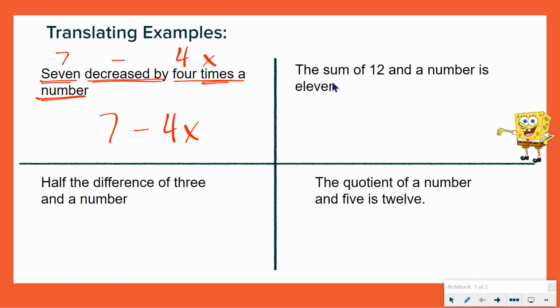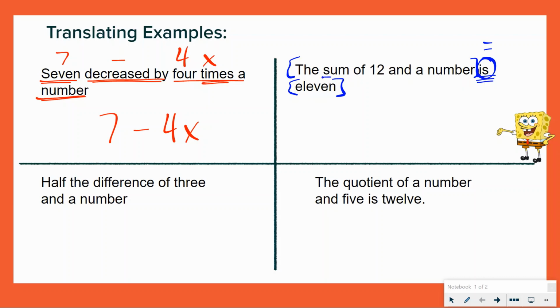Second one says the sum of 12 and a number is 11. This word is really important. That is going to separate my two sides of either the equation or inequality. Whatever happens before, it's going to be on one side of the equal sign. That's what it is really going to represent. It's the equal sign, or later we'll talk about how it can be an inequality. But here it's going to be an equal sign, and then these two parts of the sentence are going to be on either side of that equal sign.